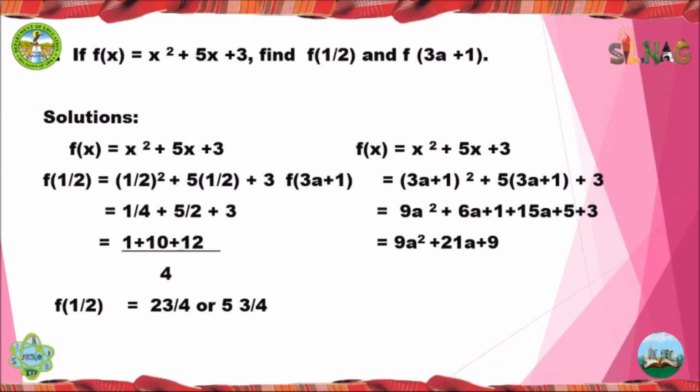3a times 1 is 3a, times 2, so we have 6a. Then 1 times 1 is 1. And then we apply the distributive property. So we have 5 times 3a is 15a, 5 times 1 is 5, then you just copy positive 3. Then we combine similar terms, so we have 9a squared, and then 6a plus 15a is positive 21a, 1 plus 5 plus 3 is positive 9.